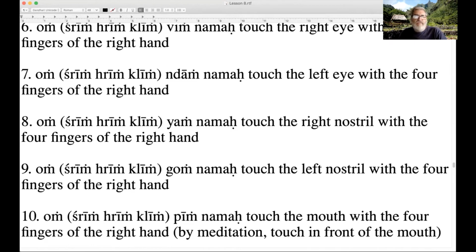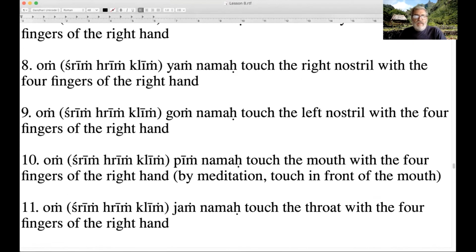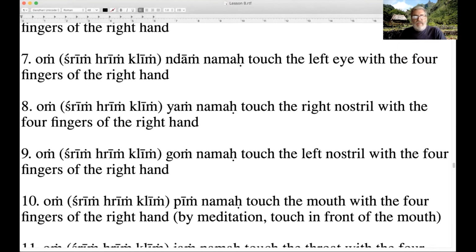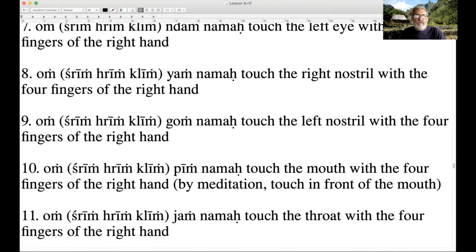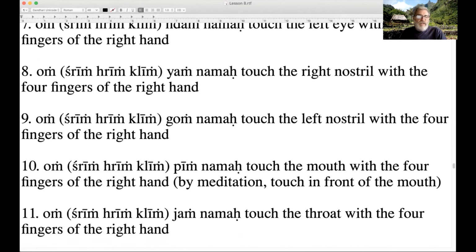So we say Da, Dam. Om Dam Namaha, touch the left eye with the four fingers of the right hand. And it could also be with the other bija mantras. It could be Om Shrim Hrim Klim or any combination, Dam Namaha. Touch the left eye with the four fingers of the right hand. Okay. So then we continue on.